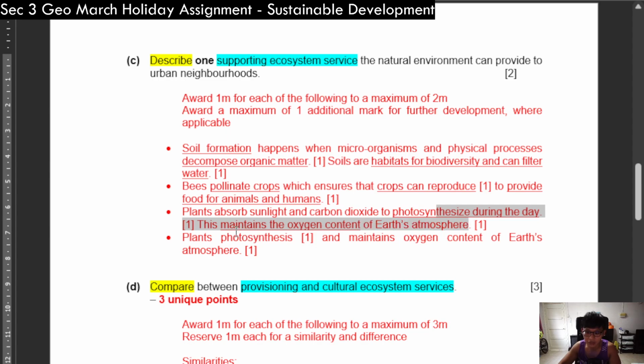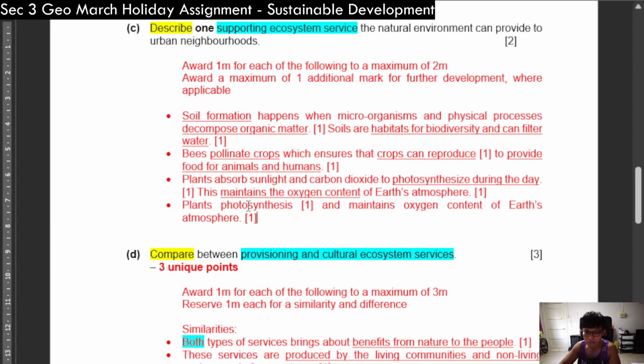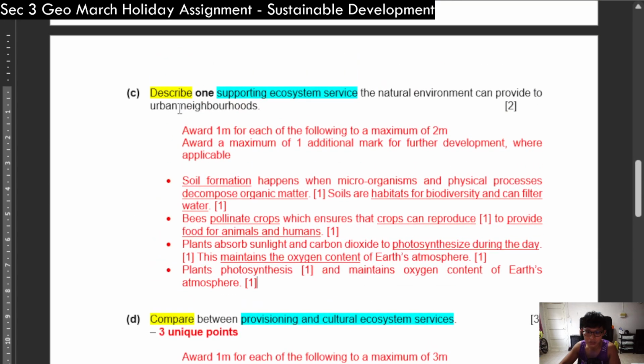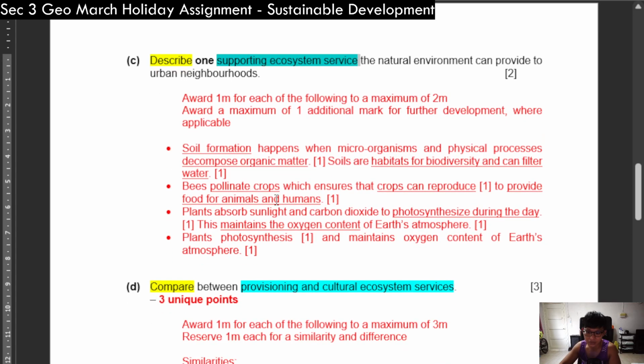And the final point is on photosynthesis as well, and how it maintains the oxygen content in the atmosphere. So it keeps the air quality healthy and allows the plants to grow well. So that is for question 3. It is quite a straightforward question. The only pitfall is that you did not focus on what is an ecosystem service.